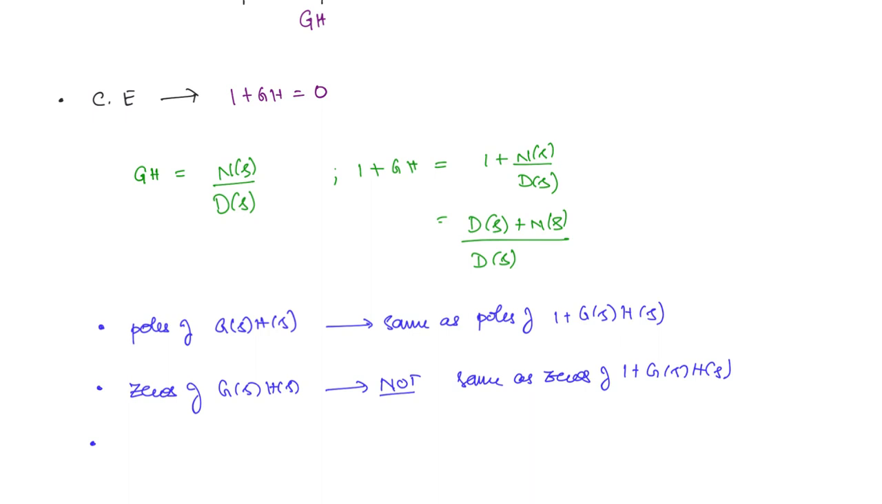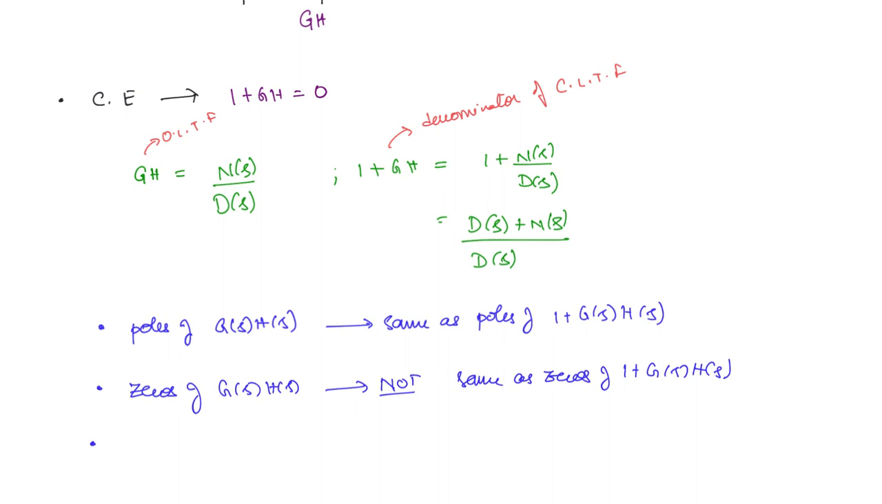Then we know that 1 plus GH is the denominator of the closed loop transfer function. You can write CLTF. This is simply the open loop transfer function.